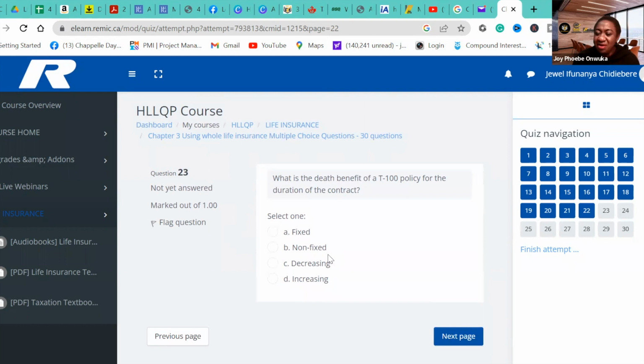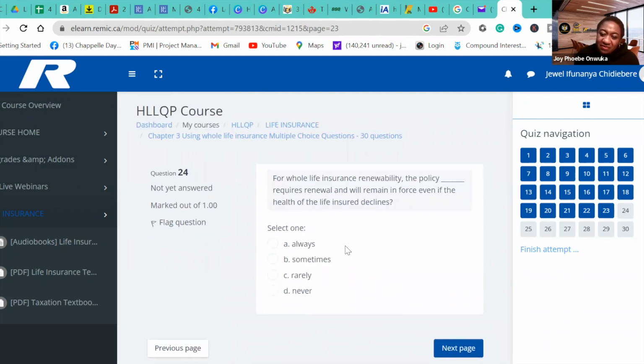Question 23. As a matter of fact, we'll soon be done. This particular chapter 3 has 30 questions. All right. What is the death benefit of a T100 policy for the duration of the contract? Is it fixed? Is it decreasing? Is it increasing? It's fixed. The death benefit is fixed. It doesn't decrease, it doesn't increase.